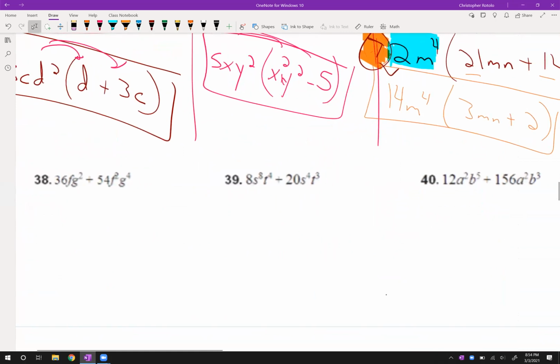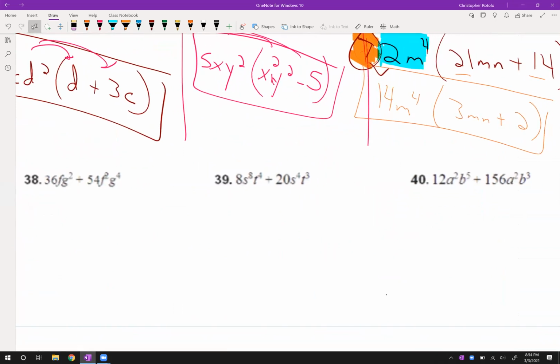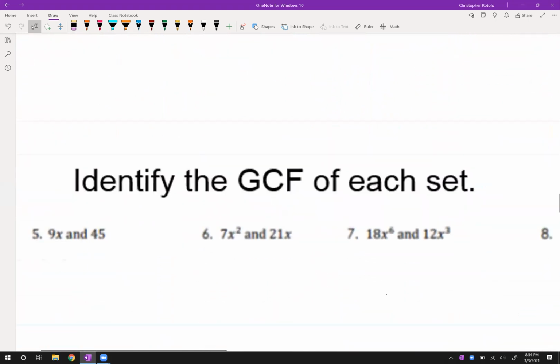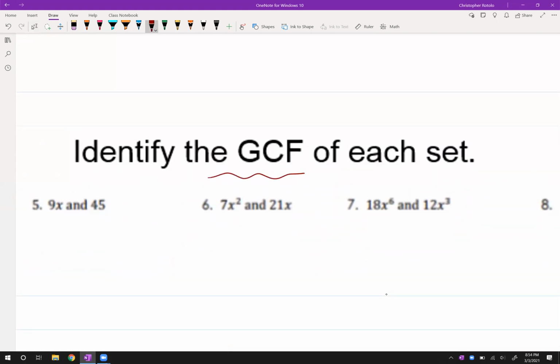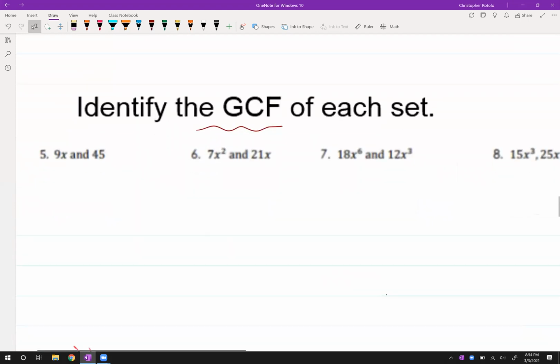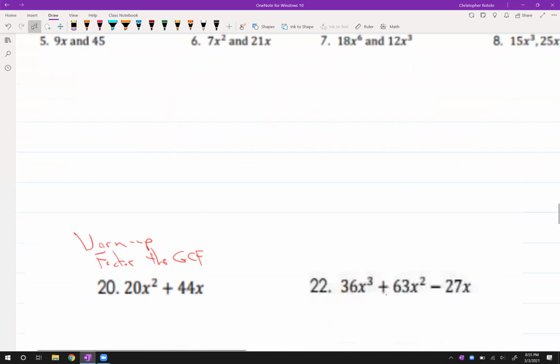All right, the next 3, kind of the same idea. You want to give those a try. That way this video doesn't go on too long. So I'm going to find those. Okay, and then just a quick hit here. Identify just the GCF, because remember, those are the 2 separate things that we'll deal with.